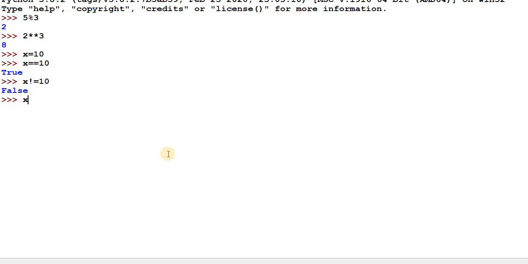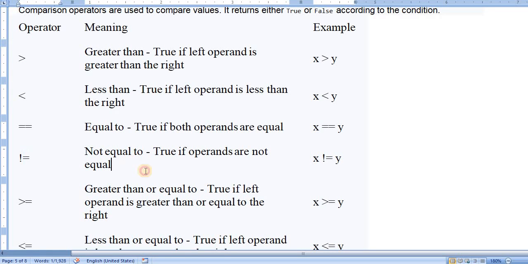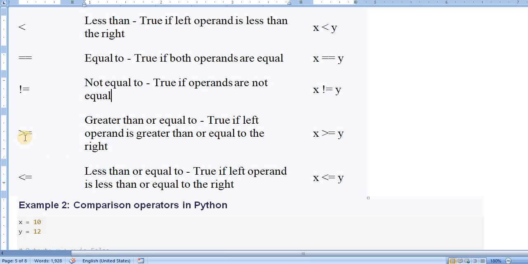But suppose I am comparing directly, 9 not equals to 10. It is true because both the values are different, so it returns true. Whenever you want to compare with not equals to, you can use this operator. Look at here. Next is greater than or equals to, so it has two comparisons.